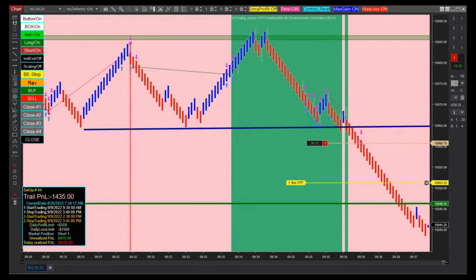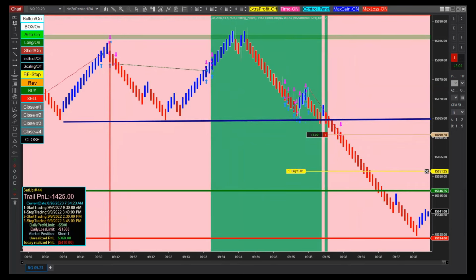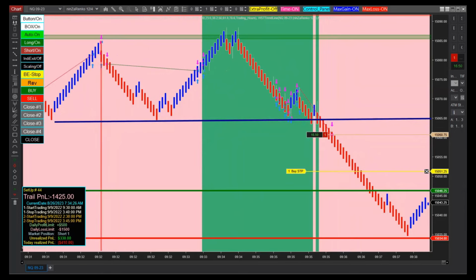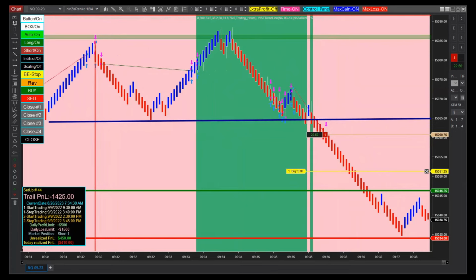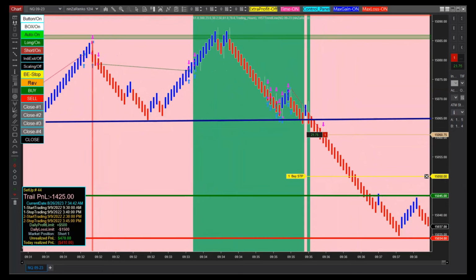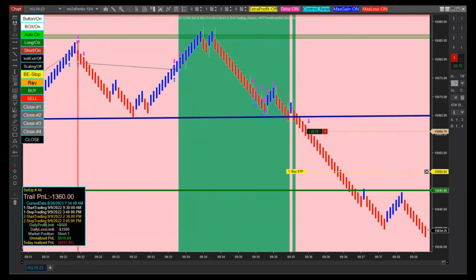You see this? This trailing stop just identifies a much lower resistance level and immediately locks in profits. Very unique to this software. I don't know of any other program that has something like this. Very unique.